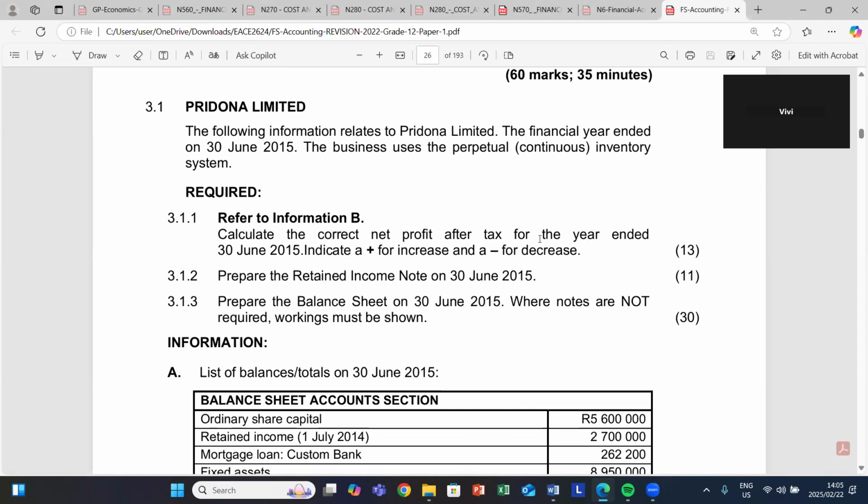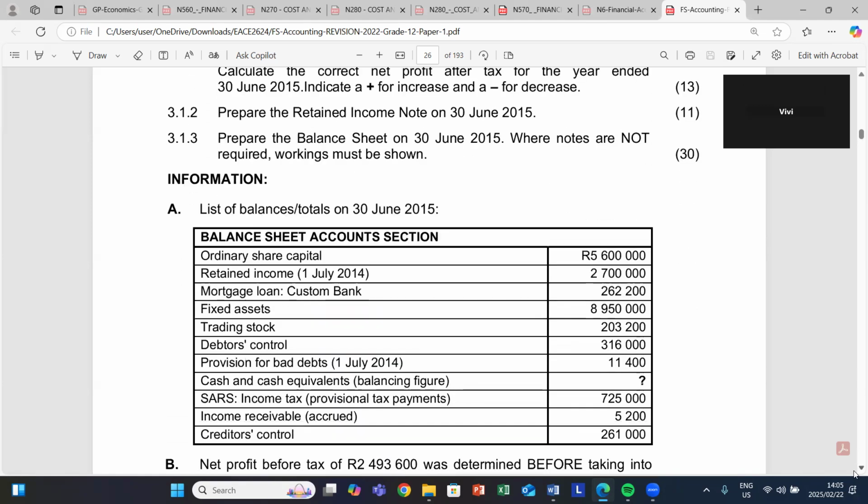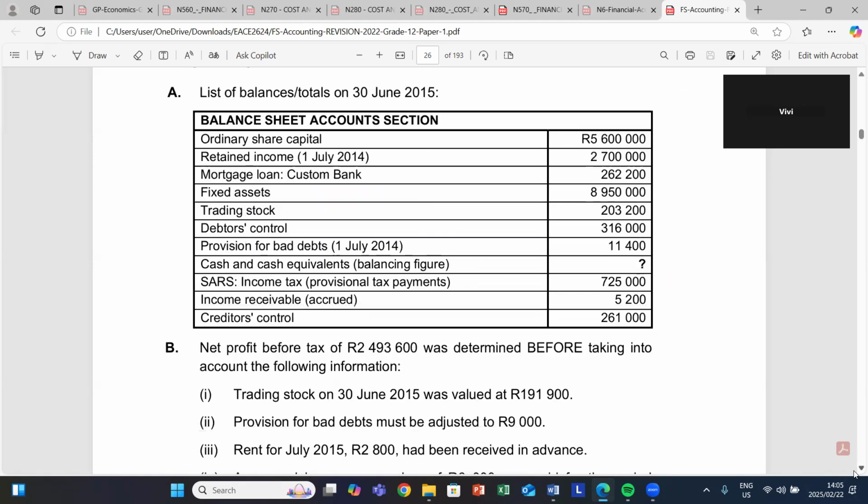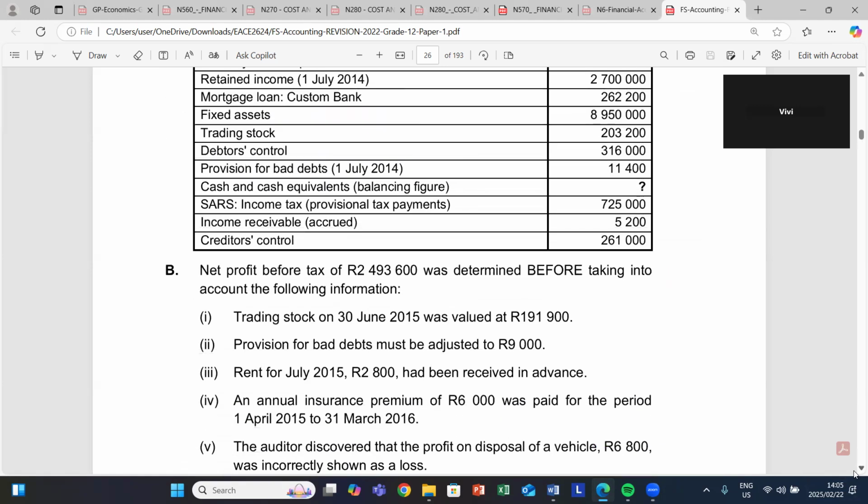Calculate the correct net profit after tax for the year ended 30 June, using the format that indicates an increase by a plus and a decrease by a minus. So let's start with amount. It simply means that when they prepared their financial statements, they made some errors with the calculation of their net profit before tax, so we're supposed to rectify it.